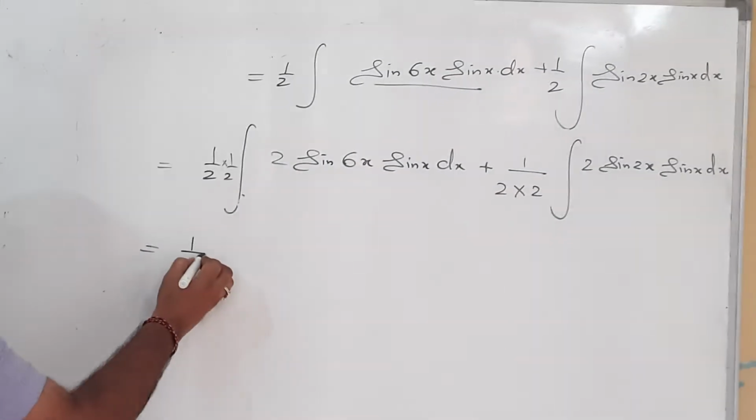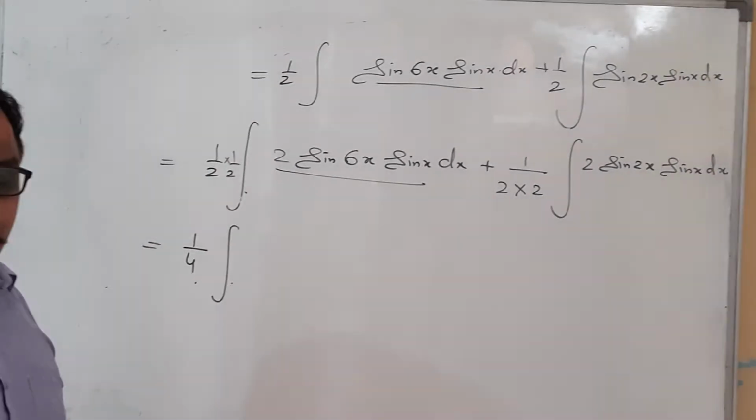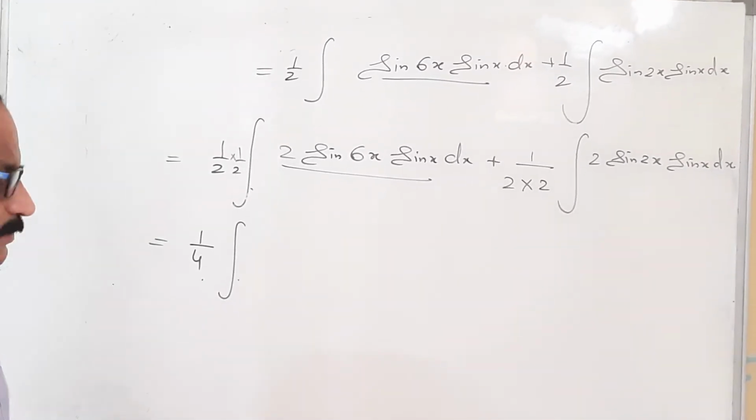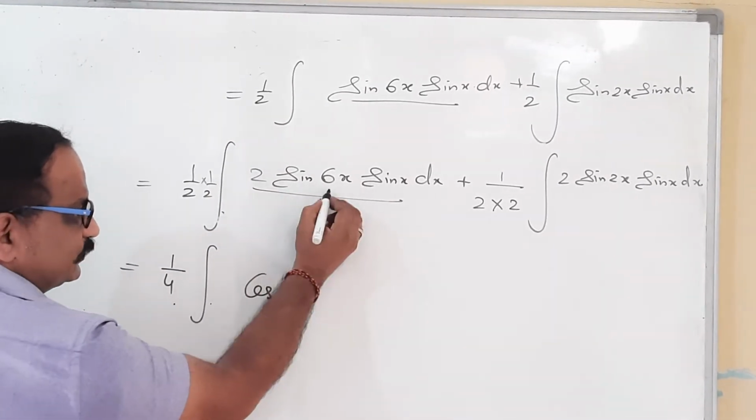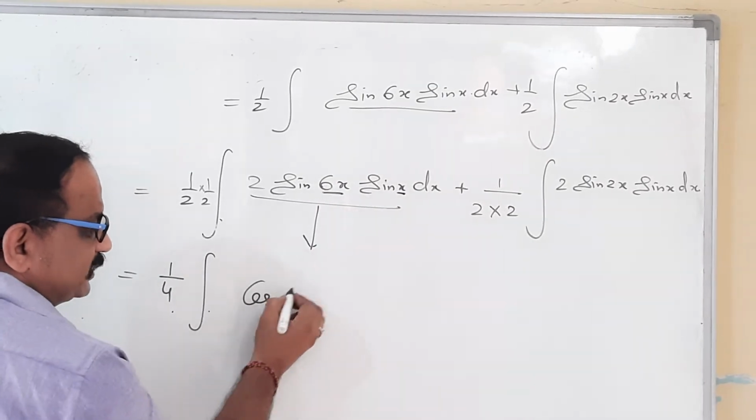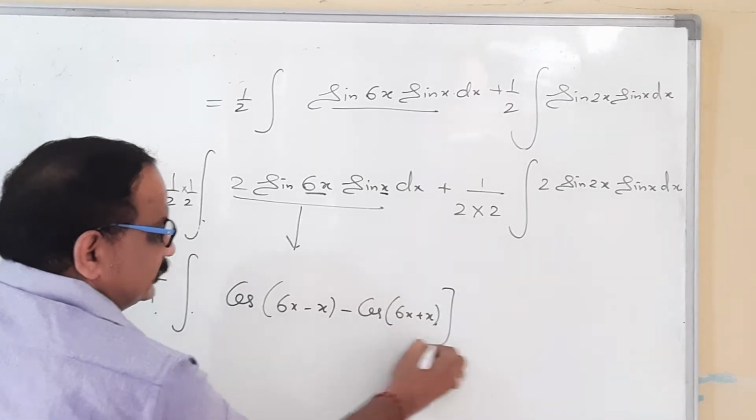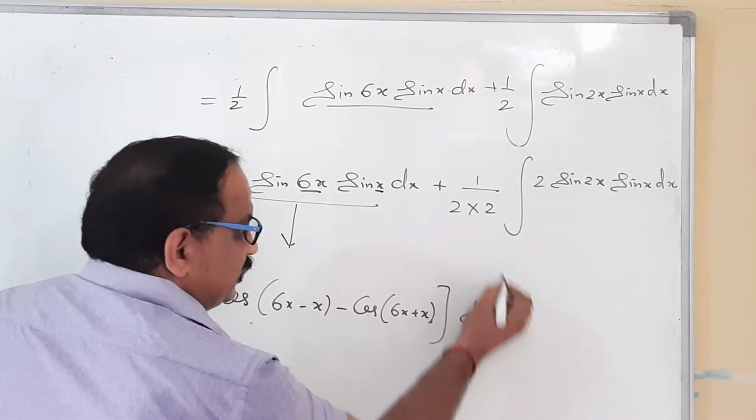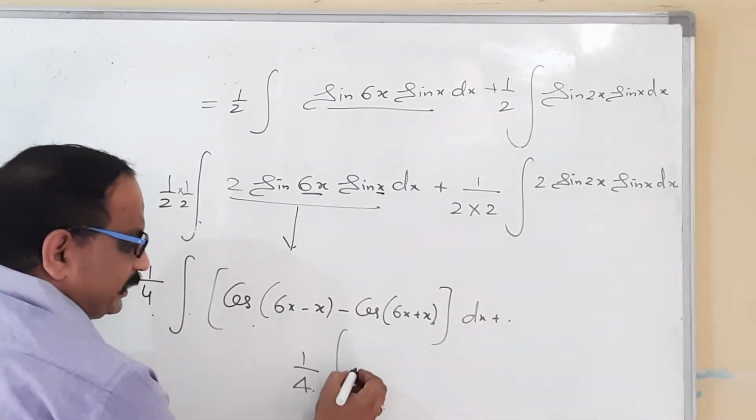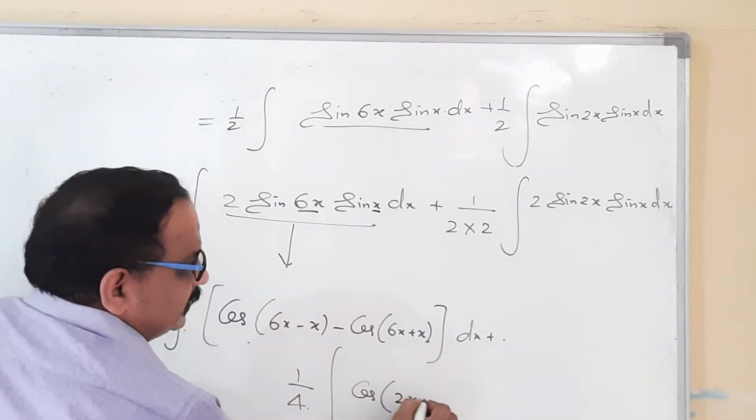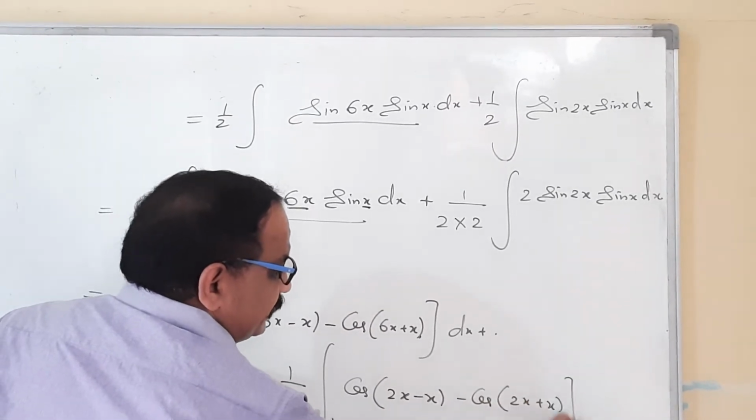Now outside the frame it becomes 1 by 4, and inside the frame it is 2 sin a sin b. 2 sin a sin b gives the identity cos(a minus b) minus cos(a plus b). We should apply that. In place of these two terms I should write cos of a minus b, minus cos of a plus b. That's it. Fine. And in a similar way in that part, 1 by 4 integration, again it is 2 sin a sin b. I apply again: cos of a minus b minus cos of a plus b.